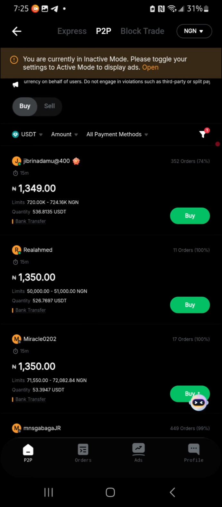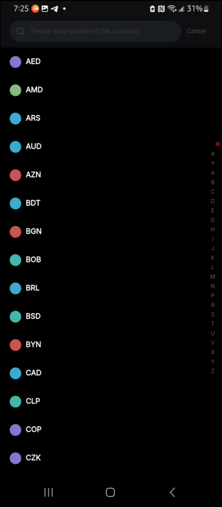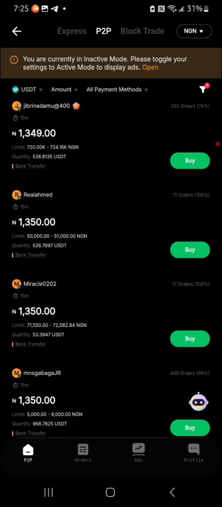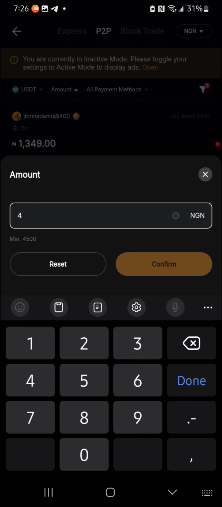The way you buy it is pretty simple. You need to change this arrow to NGN. You can use any other country. If you are located in another region, you can try it out and know how it works in your region. But for this video, I'll be emphasizing NGN specifically. After changing it to NGN, you can set your amount. For instance, you can click on amount here and set your minimum amount to be like 20,000. And then you click on confirm.